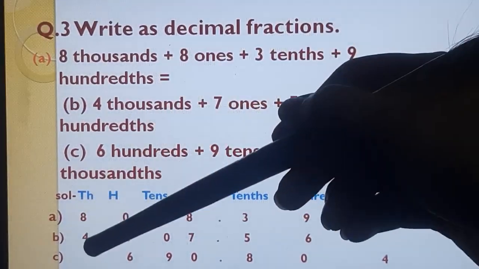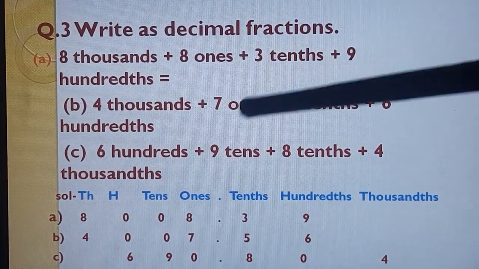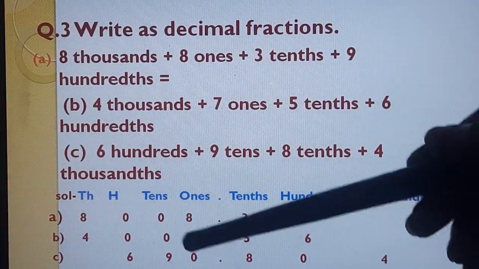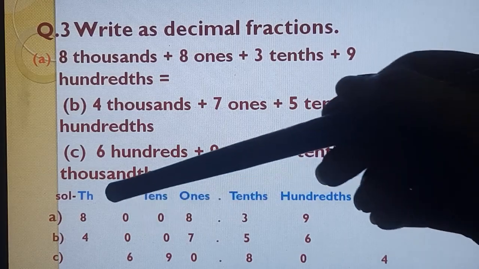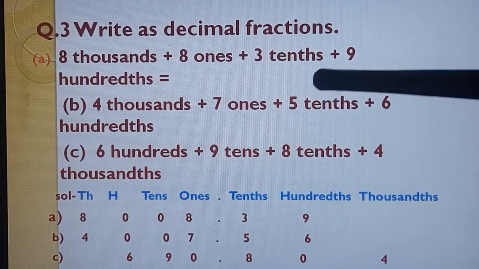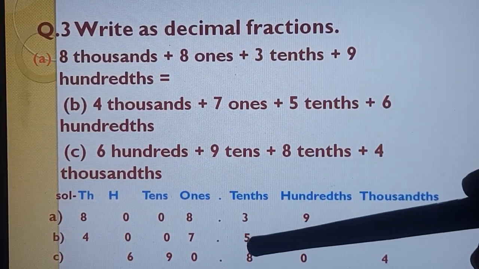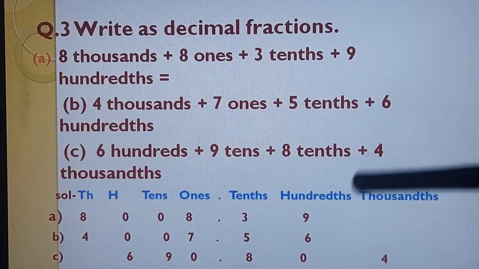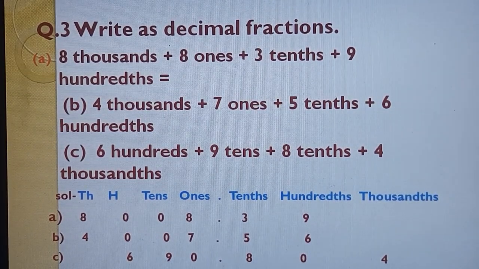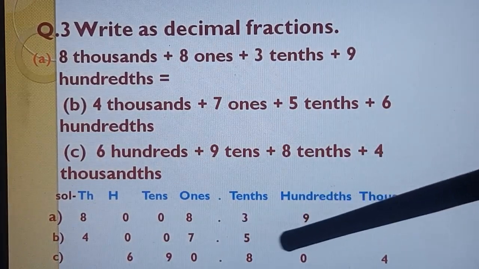Right? Next is 4000 plus 7 ones plus 5 tenths plus 600th. 4000. Below 1000 we will write down 4. 7 ones. Below ones we will write down 7, and below 100 and tens we are going to write down zeros. Then 5 tenth. Below 10th we are going to write down the digit 5. 600th. Below 100th there is 6. So the number is 4007 decimal 56.